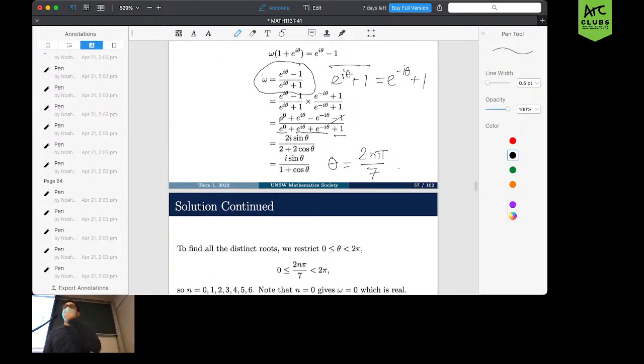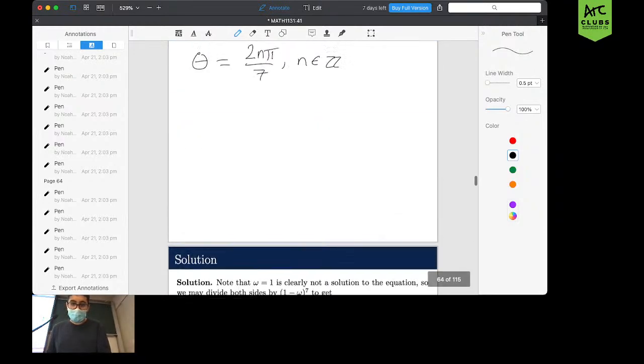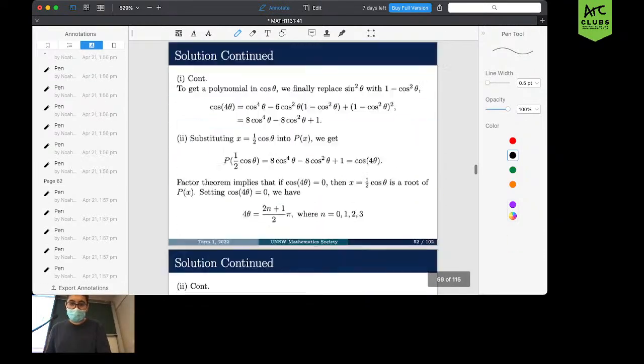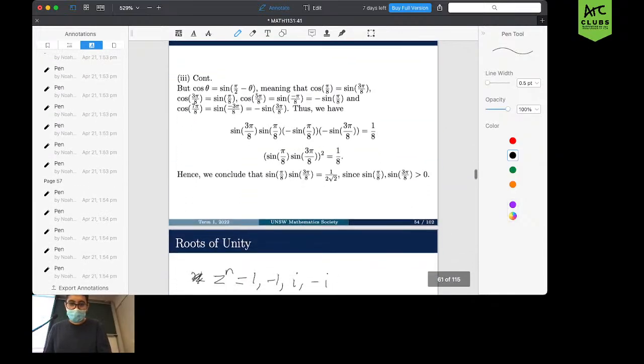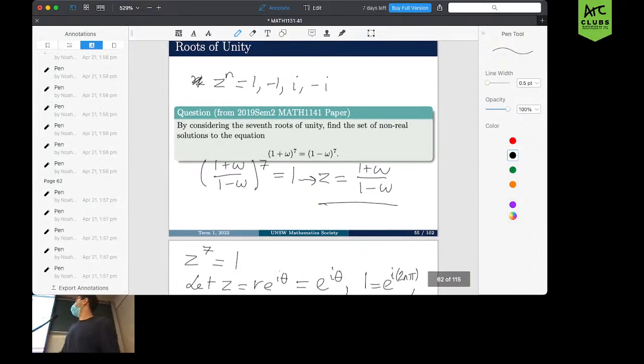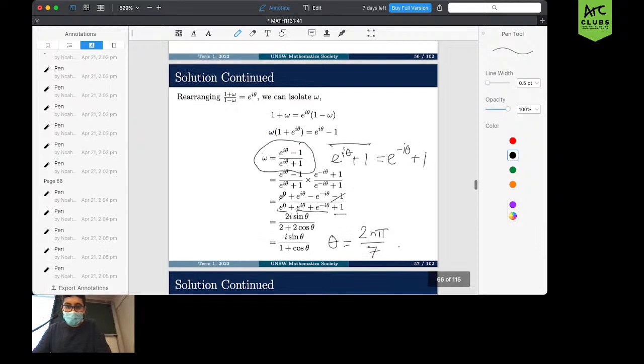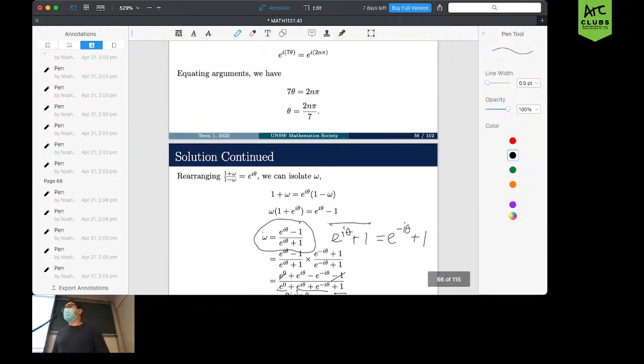To find all the distinct roots of this equation, we essentially want to... So the equation had degree 7, and by the fundamental theorem of algebra, we know that it has exactly 7 roots. But theta equals 2n pi on 7, clearly it has infinite values of theta.